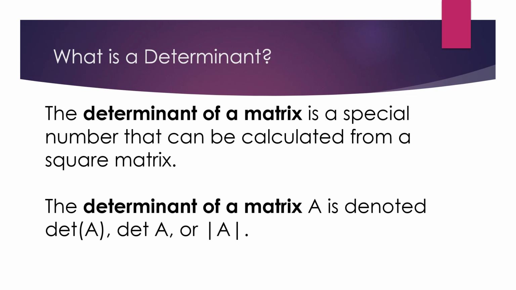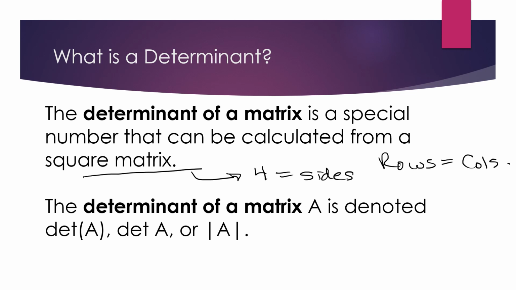Okay, so real quick, what is a square matrix? Think about a square. It has four equal sides. So if I want a square matrix, I want the rows to equal the number of columns. So I can have a 1 by 1, a 2 by 2, a 3 by 3, and so forth.